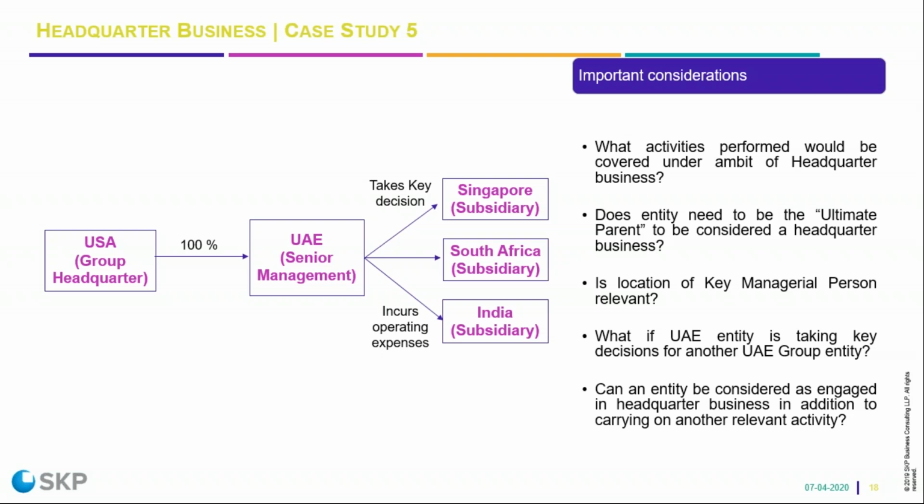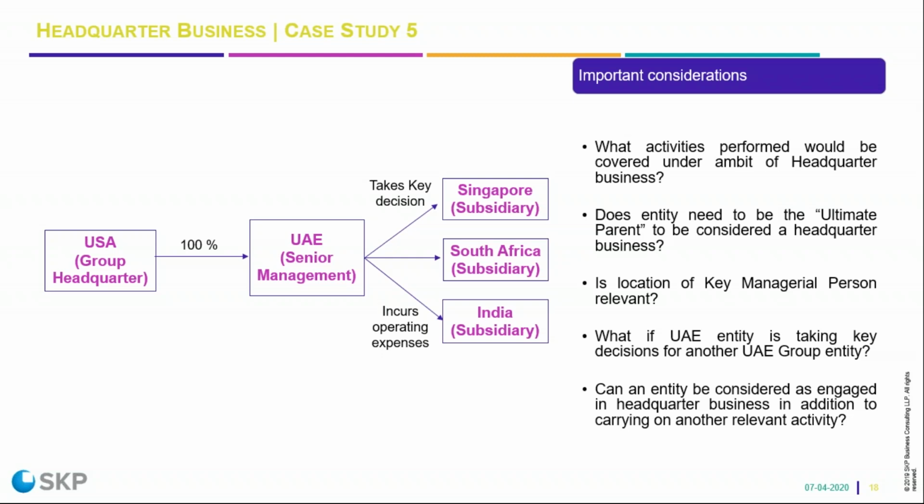What activities performed would be covered under the ambit of headquarter business? Now, all these are typical. Taking key decisions and incurring operating expenses are the activities which are considered to be a headquarter function. Does the entity need to be the ultimate parent entity? No. Even in this case, the UAE entity is not the ultimate parent entity. The ultimate parent entity is USA, and therefore, even if it is not the ultimate parent entity, it will still qualify as performing a headquarter function. Is the location of key managerial personnel important?